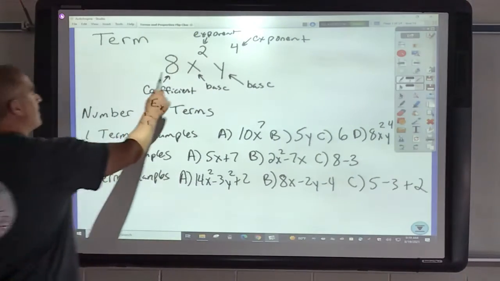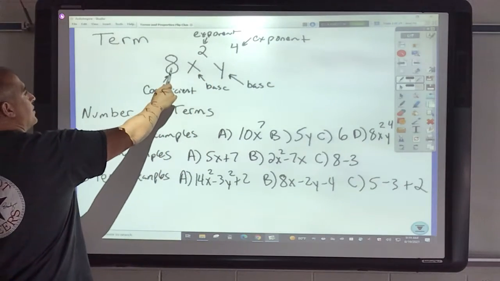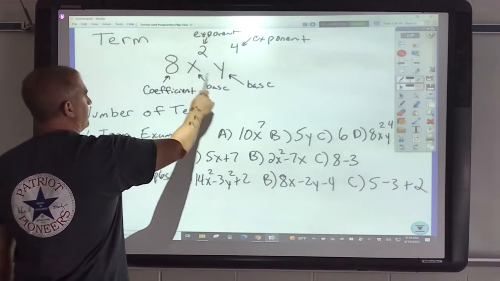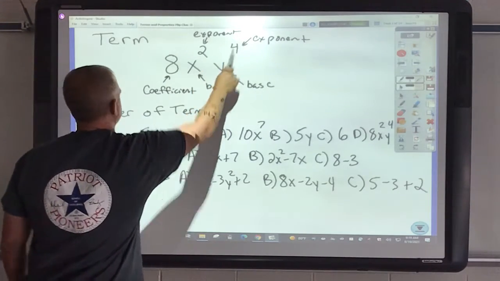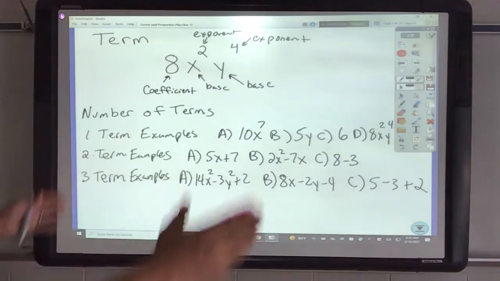For example, if you had 8x squared y to the fourth, this is considered the coefficient. This is considered the base. This is considered the base. This is considered the exponents. So very simply, the number of terms is not the number of letters or numbers. It's if there's multiple combinations.